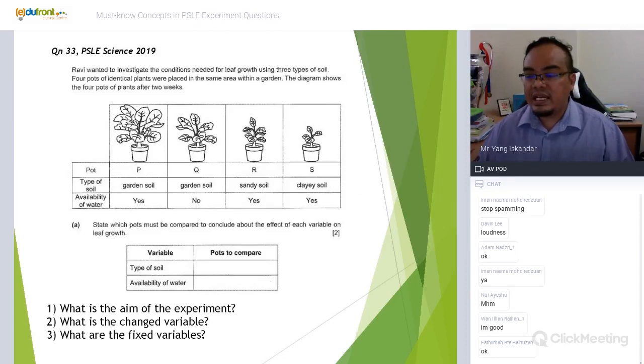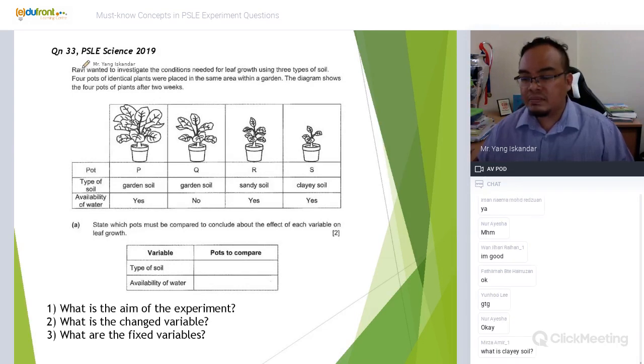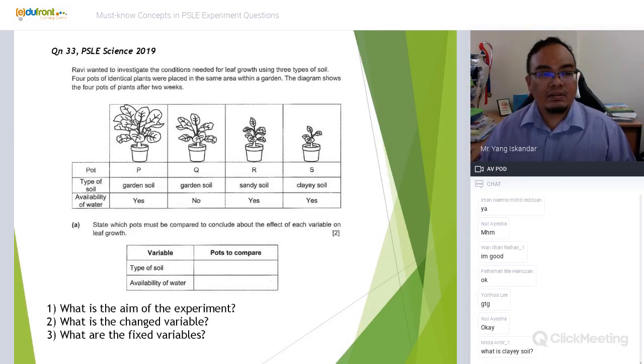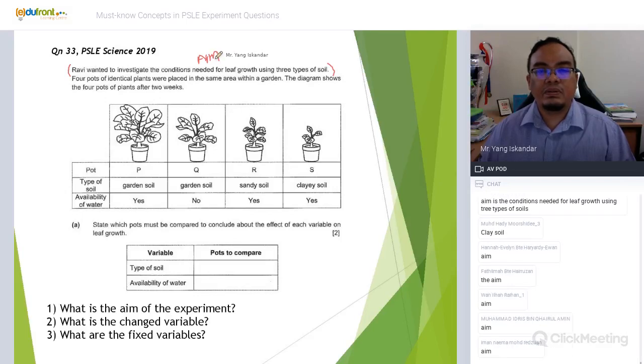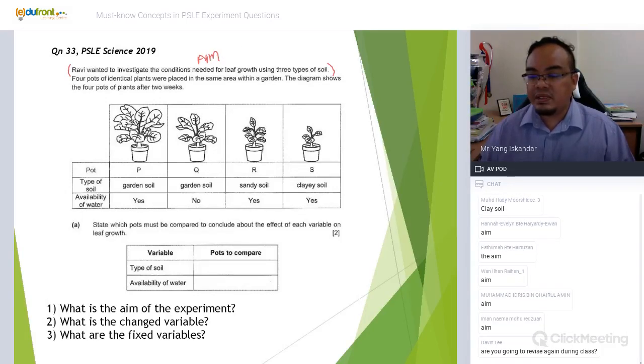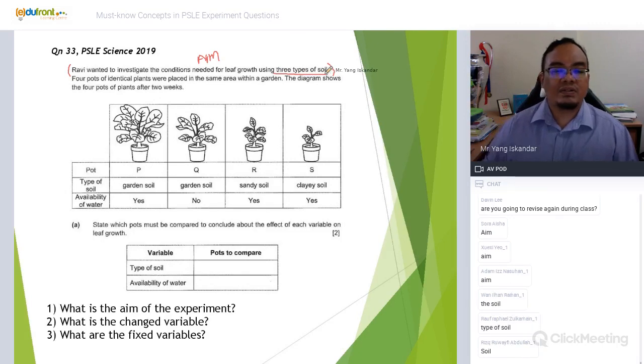This is 2019 PSLE. I've not discussed this in class, so this is the first time that we are going to discuss this question. Now, you can see here, Ravi wanted to investigate the conditions needed for leaf growth using 3 types of soil. What do we call this? This is the aim. And remember, the aim of the experiment will contain the change variable. So what is the change variable? The change variable is the type of soil. Very good.